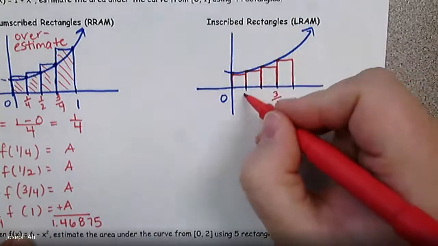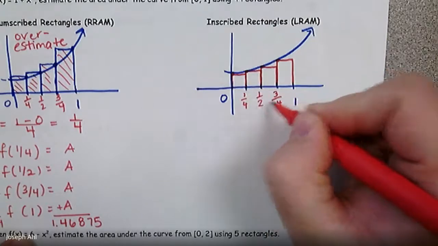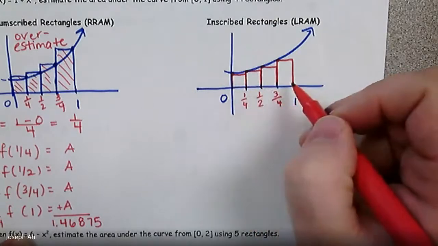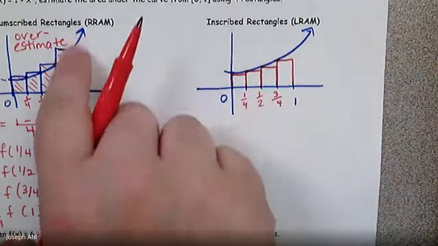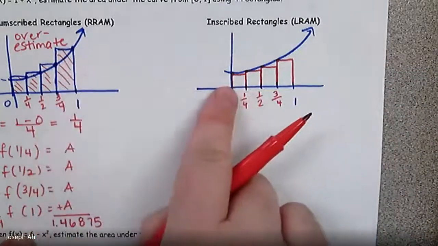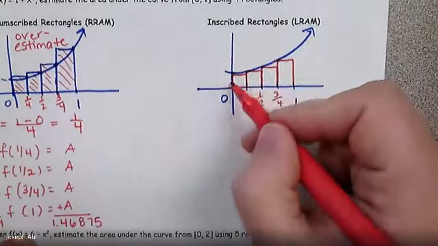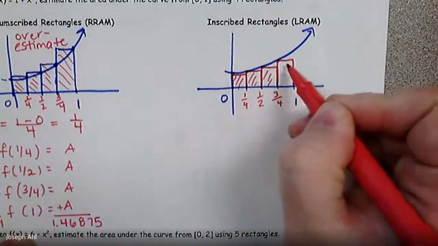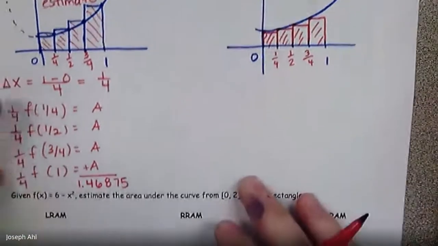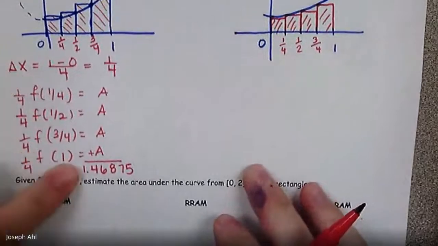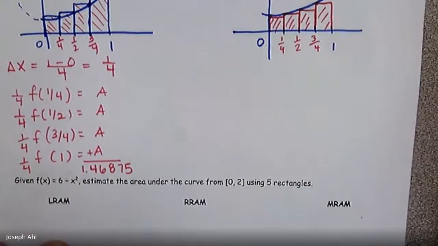So you'll notice we're still using 1/4 and 1/2 and 3/4, but now the only difference is the last height was, in this case, at x equals 1. Now we're including the height where x equals 0. So if I find all of these and add them up, it's going to be the same thing as these, but instead of f of 1 at the end, it's going to be with f of 0.